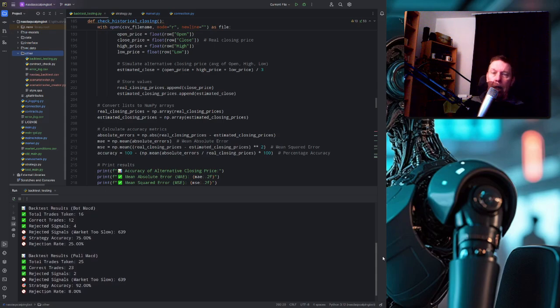And now we see that total trades taken is 16, correct trades is 12, rejected signals 4, and rejected signals market too slow 639. That's a significant difference between today and yesterday, but still the strategy accuracy is 75%. So not 4 out of 5, but 3 out of 4 should be successful, as it should state here, with a rejection rate of 25. And I want to know how many we have right here.